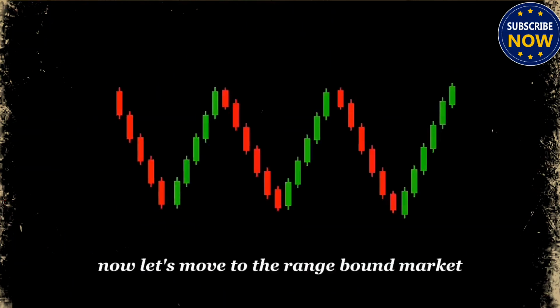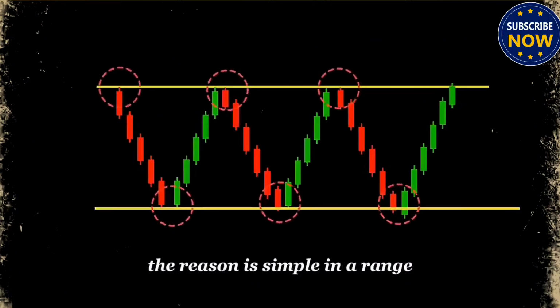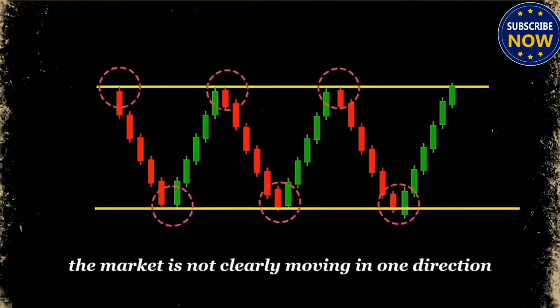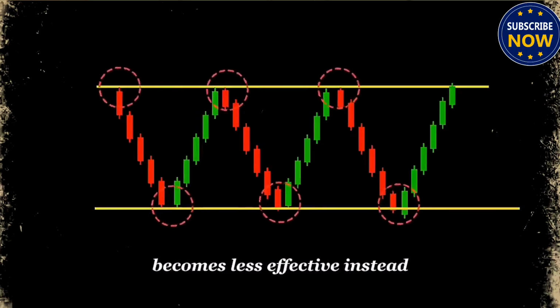Now let's move to the range-bound market. In this type of market, we do not apply the TLS method in the same way we do in trending conditions. The reason is simple. In a range, the market is not clearly moving in one direction, so the concept of following a trend becomes less effective.